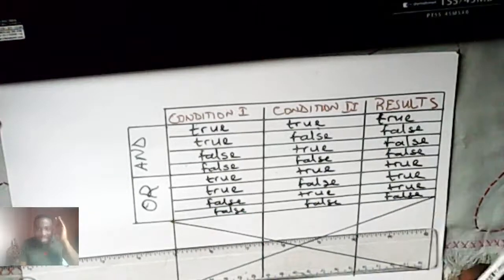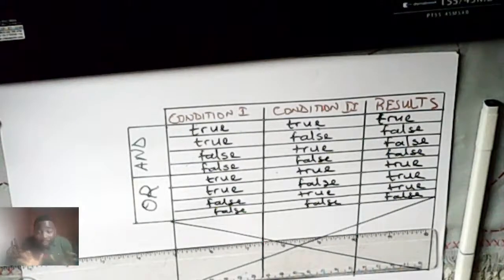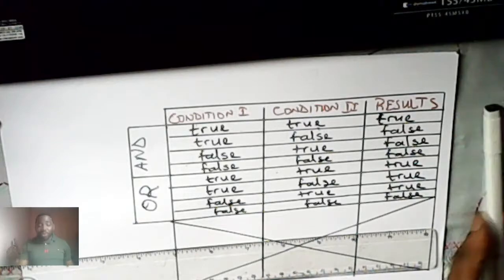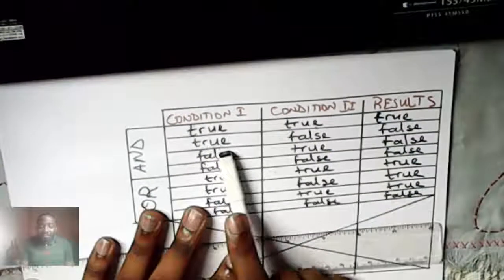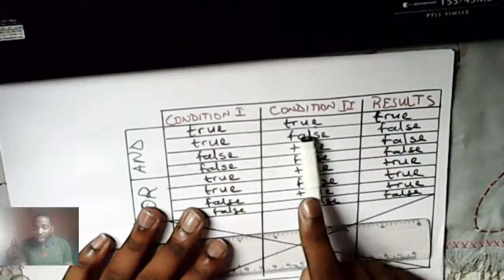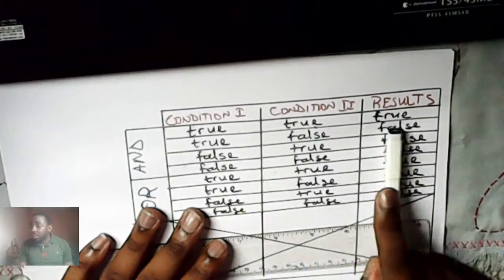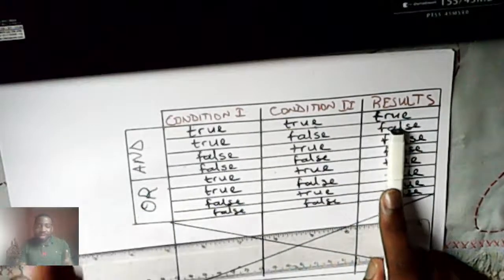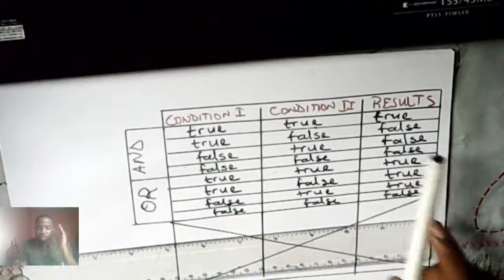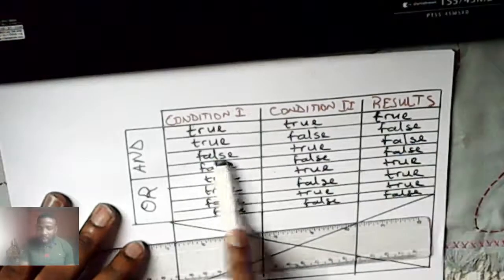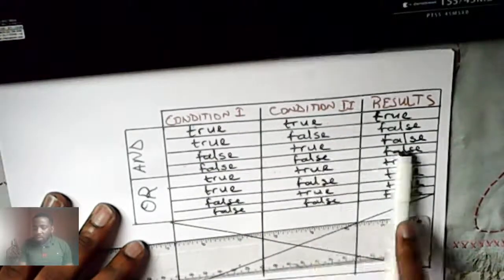Because when we say and, it is English language, guys. It's logic. If one is true and one is false, then the result will be false, because and implies that the two conditions have to be true. If one is false and one is true, or the two are false, the result will be false.